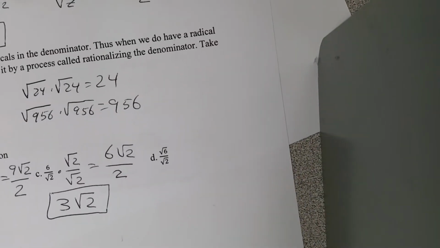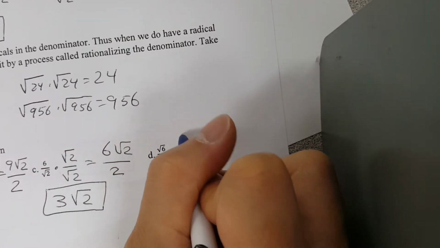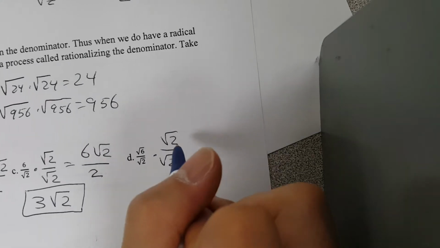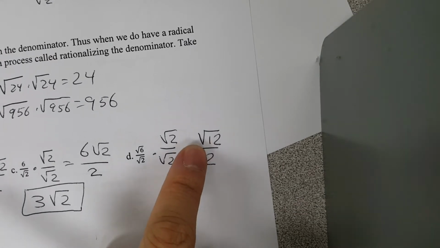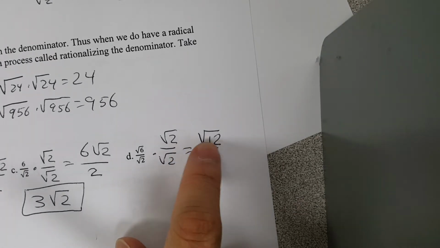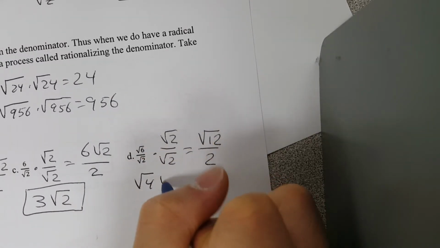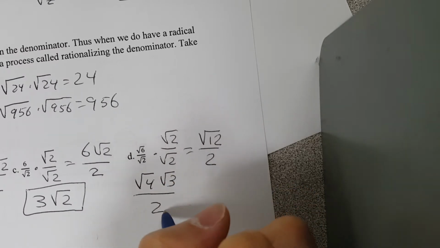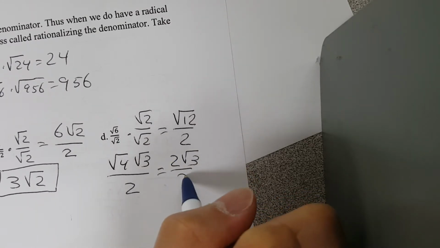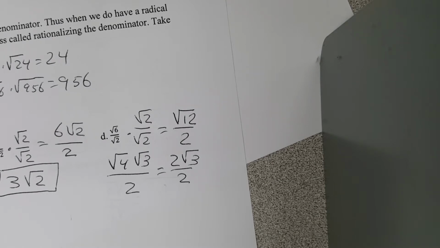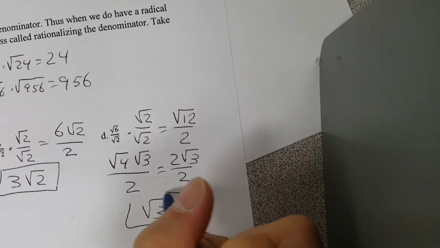Now letter D is radical 6 over radical 2, so I'm multiplying by radical 2. And so this becomes radical 12 over 2. But you should always ask yourself, can I simplify that radical? Yes, because there is a perfect square that goes into there, which is 4. So I could break it up into 4 and 3. And radical 4 is just 2. So 2 divided by 2 is 1. So my answer here is just radical 3.